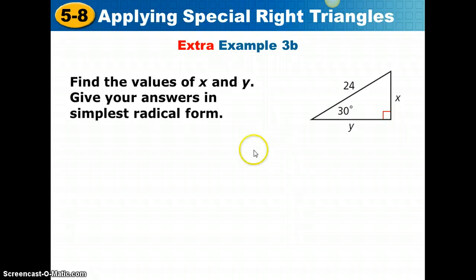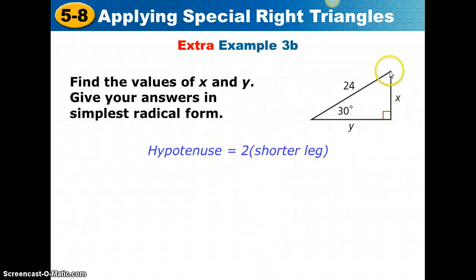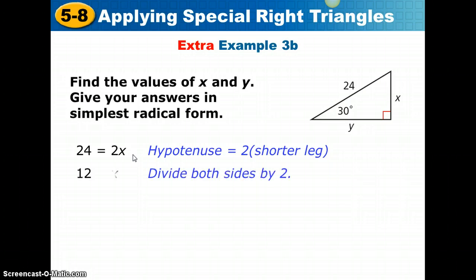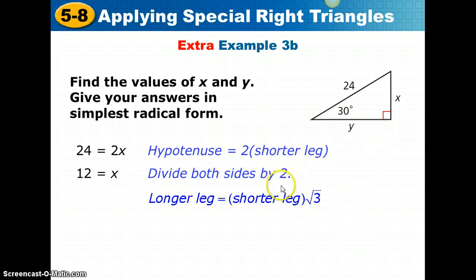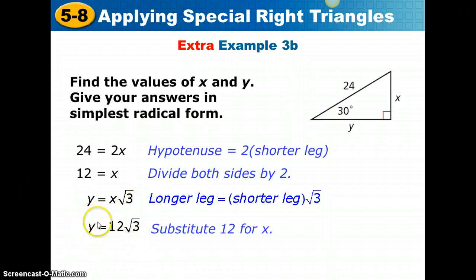Okay, we should get something like this. To find the shorter leg first, we're going to use the given hypotenuse. Hypotenuse equals 2 times the shorter leg. 24 equals 2 times x. Then we divide both sides by 2 and realize x is 12. If x is 12, to find y, we use this. The longer leg equals the shorter leg times the square root of 3. So y equals x times root 3. And we plug in 12 for x. And this cannot be simplified any further, so the value of y is 12 root 3.